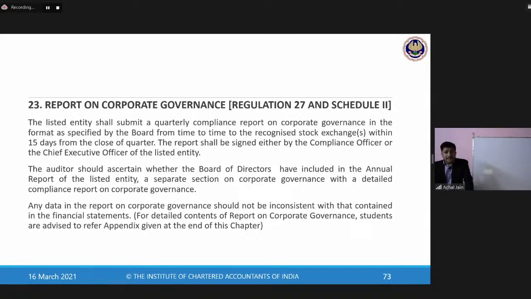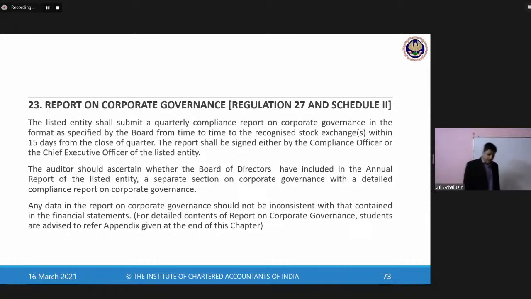The auditor should ascertain whether the board has included in the annual report a separate section on corporate governance with a detailed compliance report on corporate governance. Any data in the report on corporate governance should not be inconsistent with the one given in the financial statements. So you remember the requirement of the annual report, the audit report. Now the auditor needs to ensure the consistency between the data which is moving anywhere in the annual report vis-a-vis the one which is moving into the financial statements. So that consistency check has to be ensured, of course, around all of these disclosures.